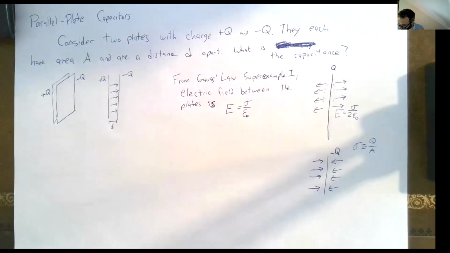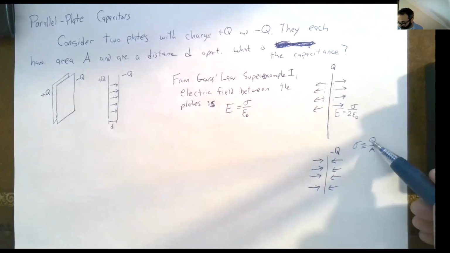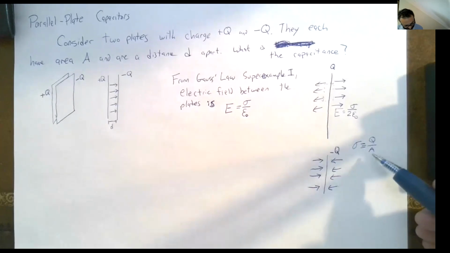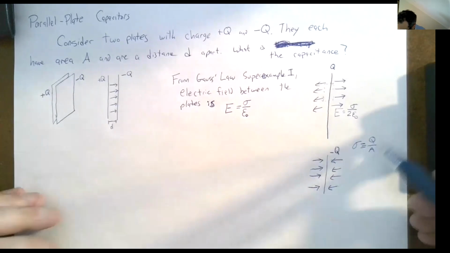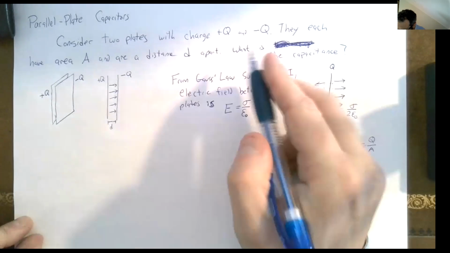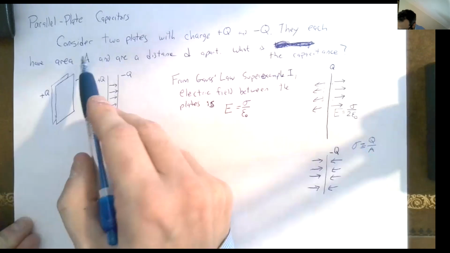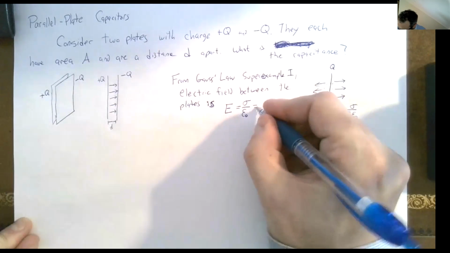And we know that sigma, the charge density, is just the total amount of charge Q divided by the area. So we can replace that in for sigma now, because that's what we're given. We're given the total charge, and we're given the area of the plate.